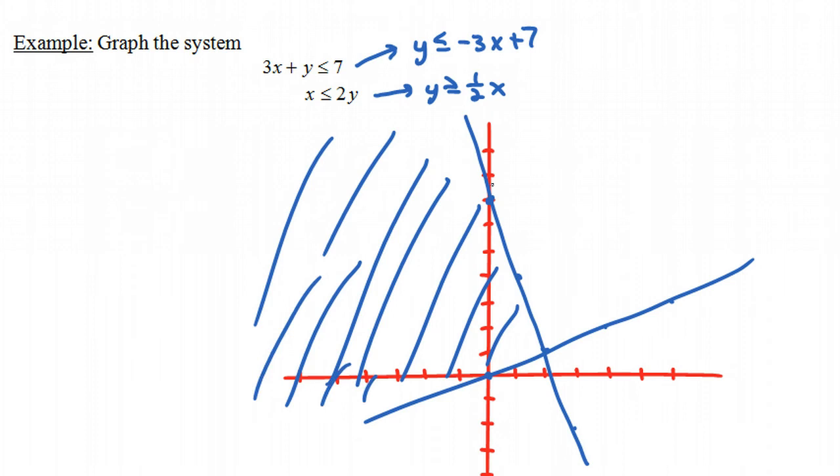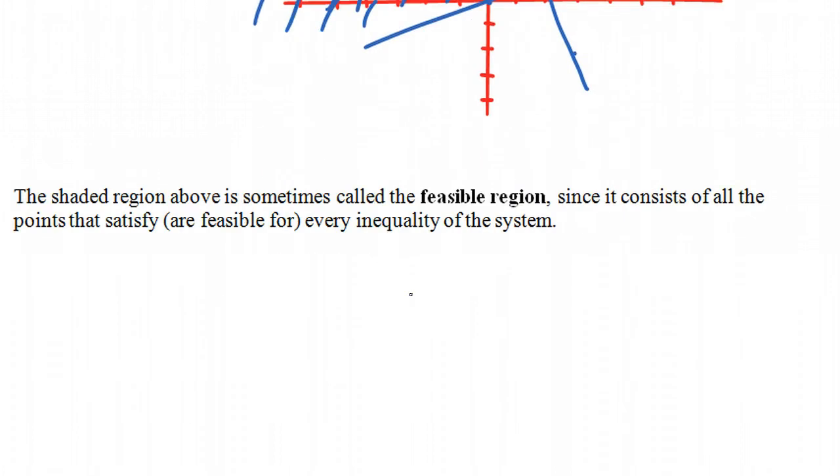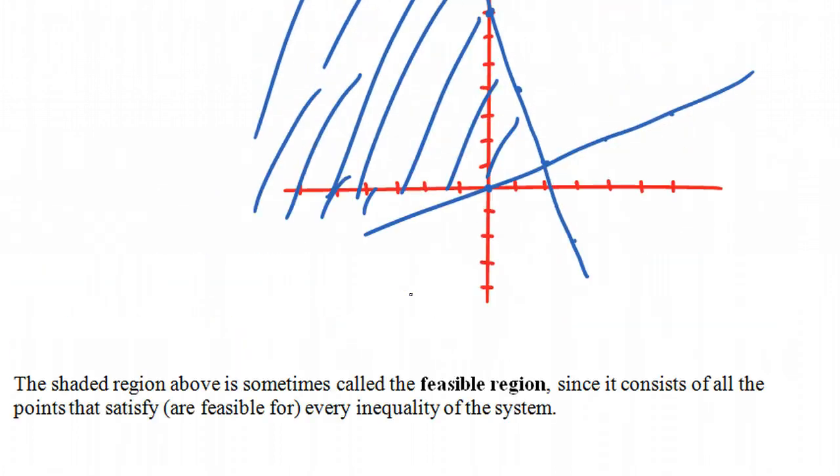Also, all these points on this line and this line will be solutions, although maybe I should erase this part here and this part here because those aren't really solutions. The solutions are all these points up in here and including along these two lines, or these two rays right here. By the way, the shaded region above is sometimes called the feasible region, since it consists of all the points that satisfy, or are feasible for, every inequality in the system.